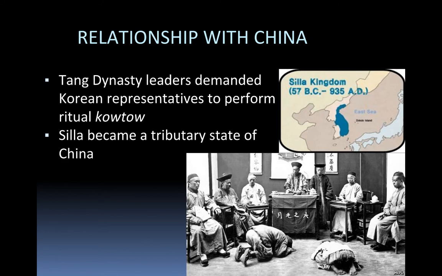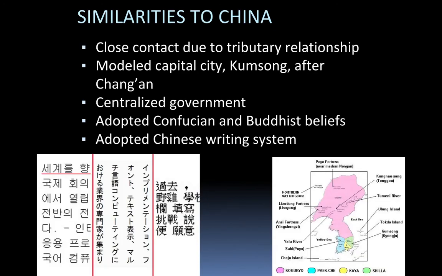But again, giving tribute to China did have its benefits. So Korea began receiving valuable Chinese exports, which it may not have had access to otherwise. In terms of similarities to China, the Koreans were in pretty close contact with the Chinese because of their tributary relationship and also just because they shared a border. So Korea actually emulated many aspects of China's politics and culture.